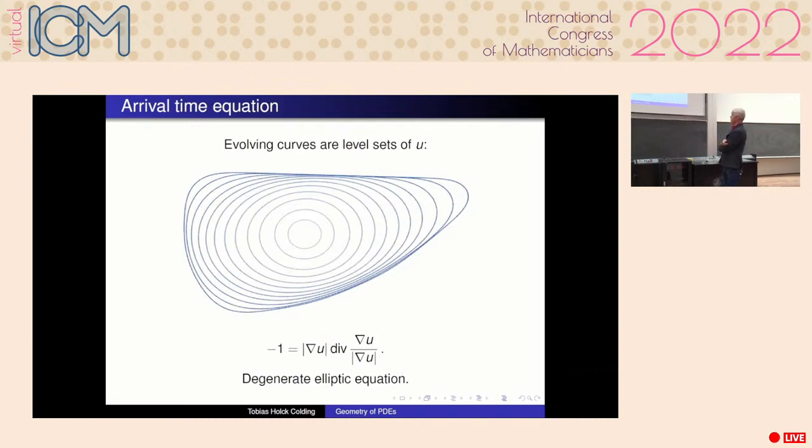And the equation that is satisfied if the fronts are moving with surface tension, the equation that the arrival time function is satisfying, is this nonlinear elliptic degenerate. It's a degenerate elliptic PDE, okay?